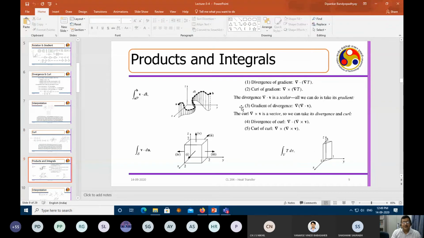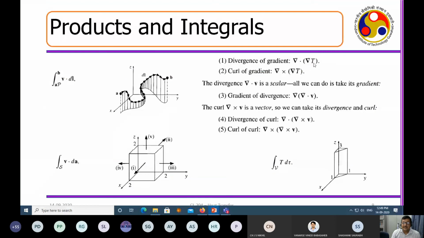Right? And then you come up with a set of situations. Suppose you want to know the gradient of T. Now the divergence of the gradient of T is a scalar. T is a scalar, the gradient of T is a vector. But the divergence of the gradient of T is what? It will be again a scalar. So this is a vector. If you put a gradient to a scalar, that will become a vector. But then if you take a dot product with another vector, this will become a scalar.